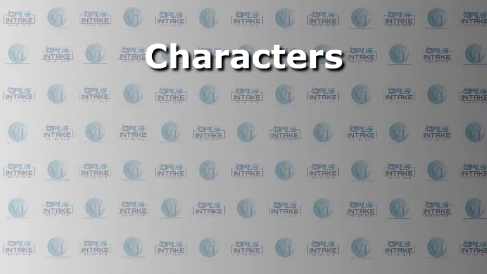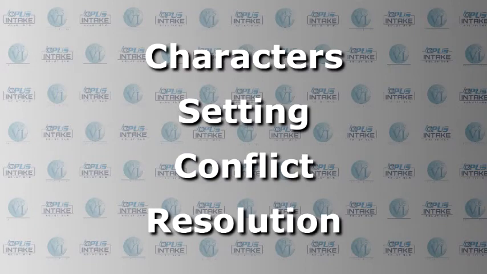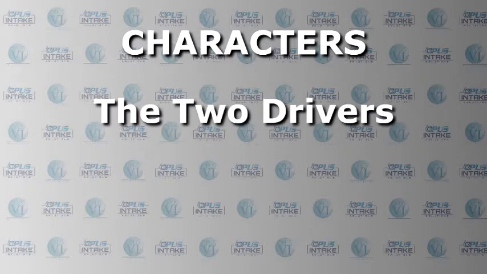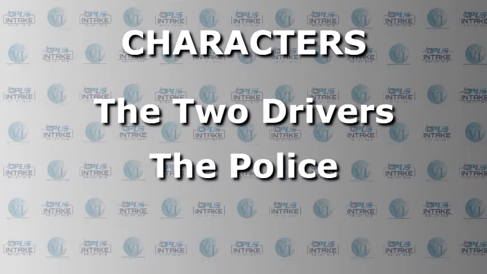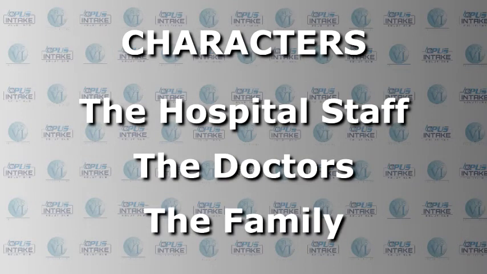Broken down into its simplest form, it's a connection of cause and effect. It has these elements. It has characters, a setting, conflict, and a resolution. Okay, so here are some examples of those elements translated into some actual litigation elements. What about the characters? Well, for example, in a motor vehicle accident, there are the two drivers. There are the police, there is the ambulance, there's the hospital staff, the doctors, the family.